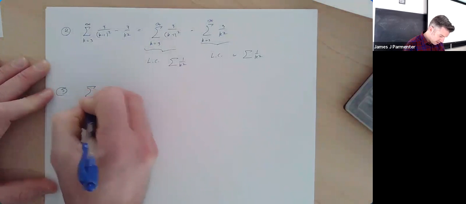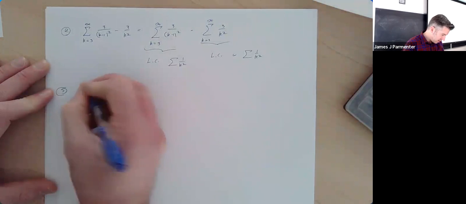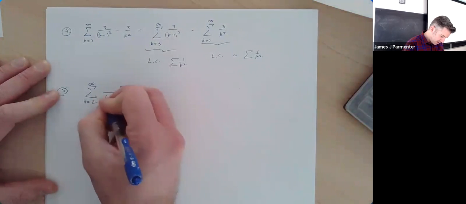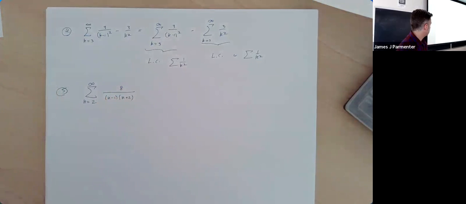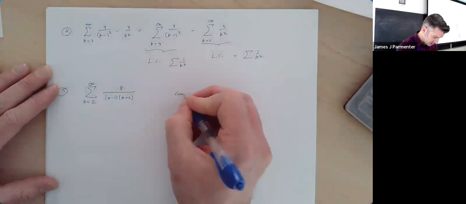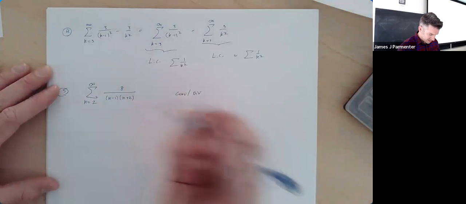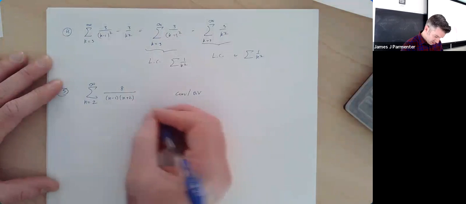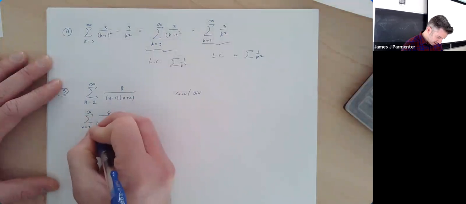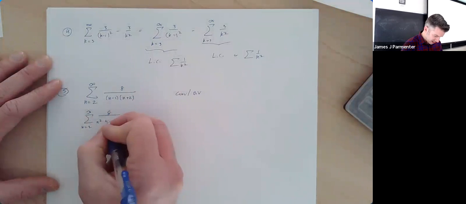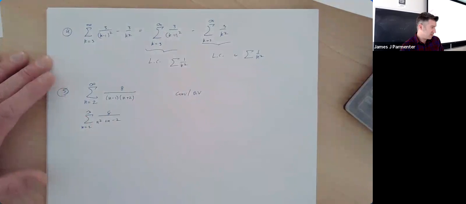Let's find the sum from n equals 2 to infinity of 8 over (n minus 1) times (n plus 2). First and foremost, if this question only said to determine whether or not it converges, I wouldn't do what I'm about to do. If I was just looking for convergence or divergence, I would say, well, look, this thing looks like the sum from n equals 2 to infinity of 8 over n squared plus n minus 2. And then I would just do limit comparison.